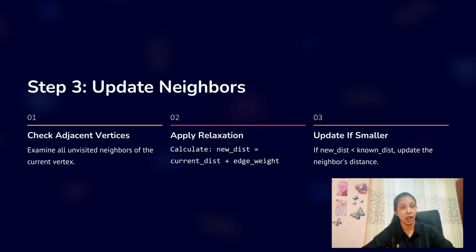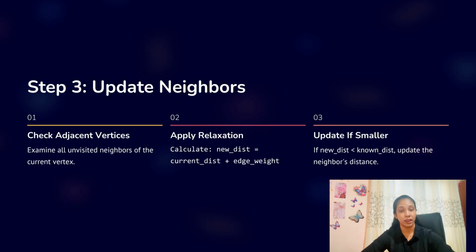Step 3. Update neighbors. Now we examine all adjacent vertices. For each neighbor, we calculate a new distance. We apply the relaxation formula. If the new distance is smaller, we update it. This is how the algorithm improves distances gradually.